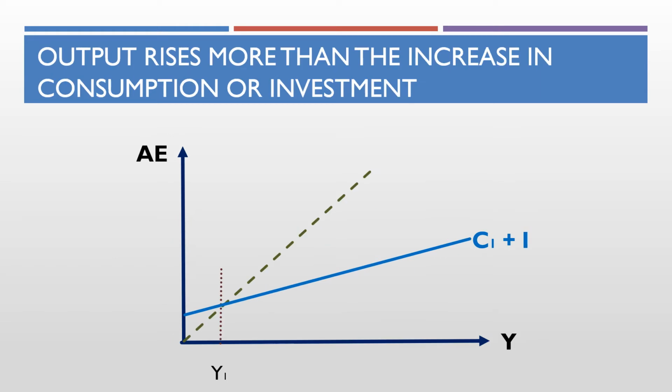Now let's suppose we currently have an aggregate expenditure function, which is C1 plus I. So there is some amount of consumption, some amount of investment spending in the economy, and we plot it with these blue lines. And all of a sudden, there is a change in autonomous expenditure. Let's suppose we have a different consumption starting point. So instead of maybe $100, now people are spending $120. Right?